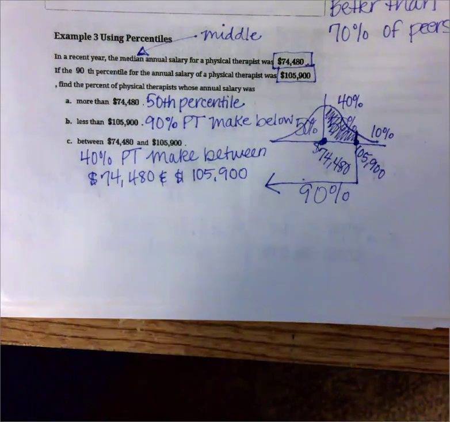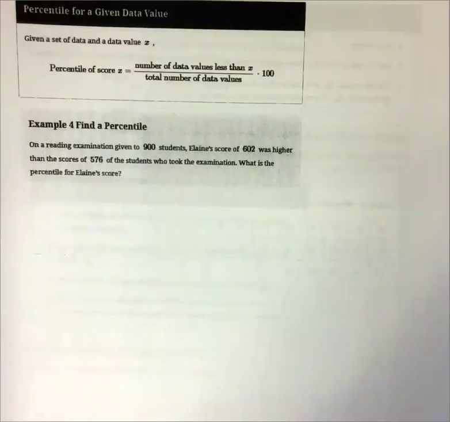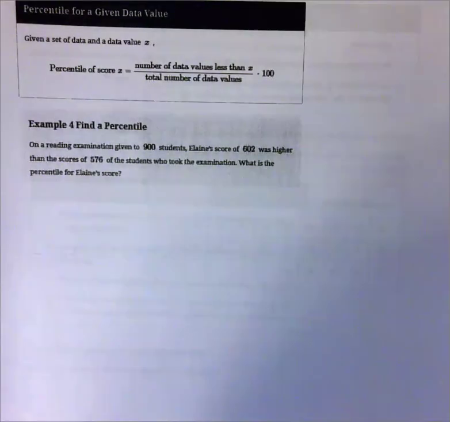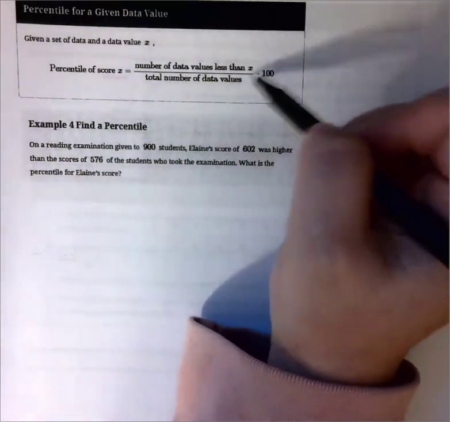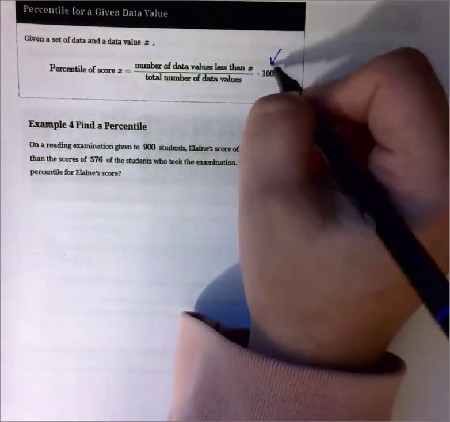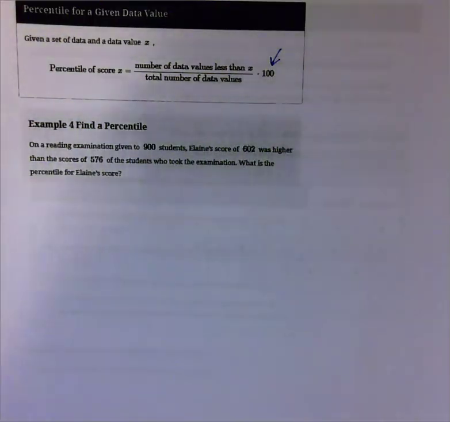So again, we're going to look at percentiles in respect to how many are less than your value. All right, so let's look at another problem with percentiles. And this one is going to be where we're using percentiles to find a value. Given a set of data and a data value x, the percentile score of x is going to be equal to the number of data values that are less than x over the total number of data values. And then we're going to multiply by 100 because we want it to be in percent form or percentile form.